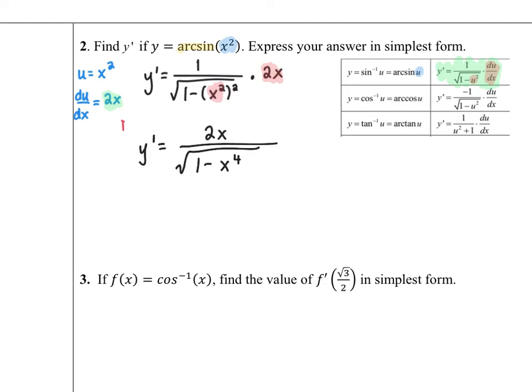And once I do that, there's not much else I can do with that answer. Just a word of caution. Don't look at that denominator and think that that's 1 minus x squared. We can't square root each one of these terms individually like that, so don't try to simplify too much. It's good exactly where it is right here.